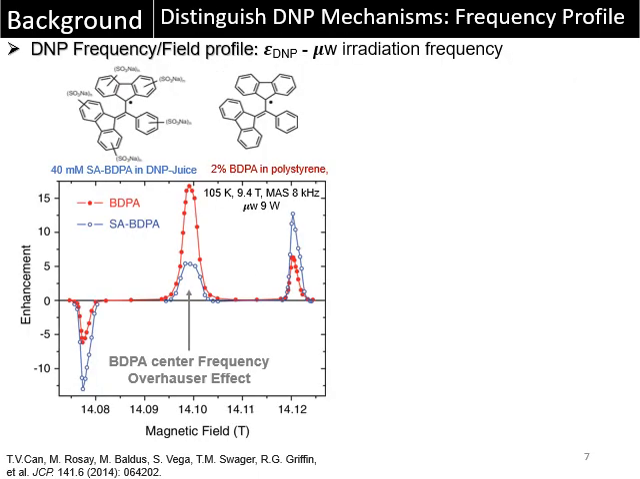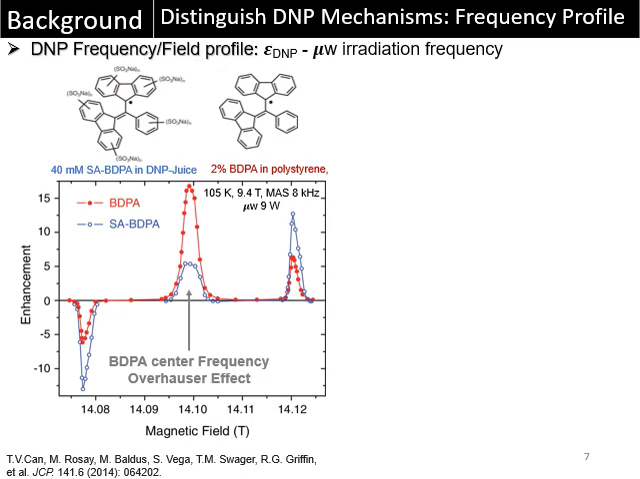Then how do we distinguish DNP mechanisms? One of the standard experiments to distinguish DNP mechanisms is the frequency profile or field profile, which is basically the DNP enhancement as a function of microwave irradiation frequency or field.